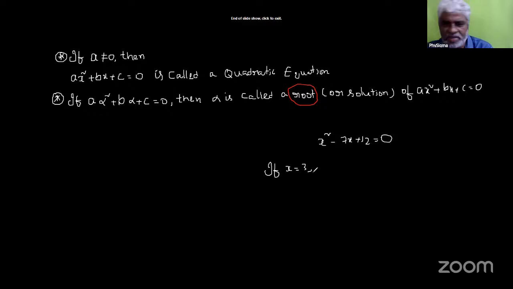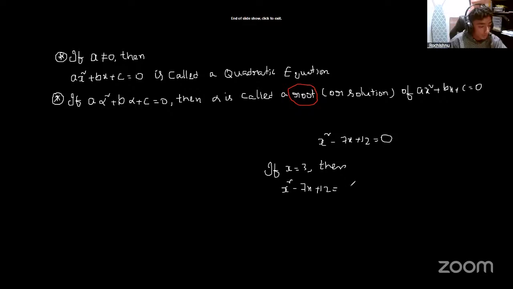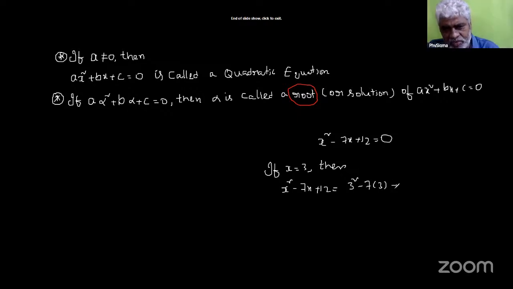Write 3 in the place of x. We are finding the value of x square minus 7x plus 12. That means replace x by 3. 3 square minus 7 times 3 plus 12, right?